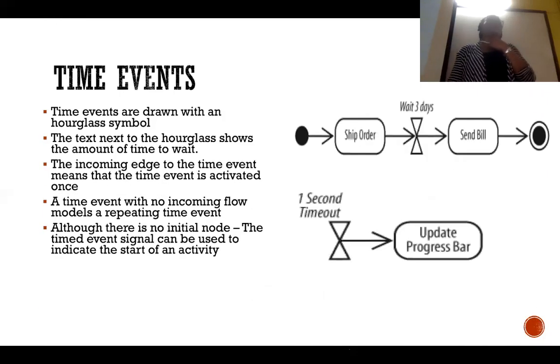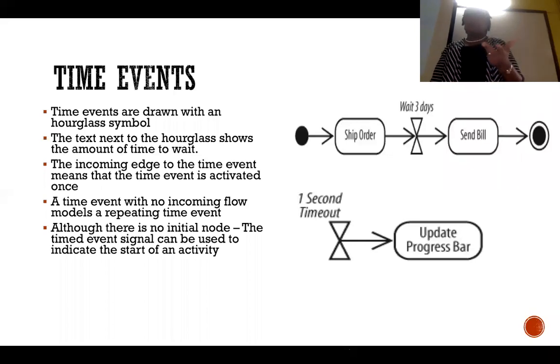Time events. Now, events are things that happen outside of your system, but your system needs to respond to. How do you show that in your activity diagram? The first type of event we're going to talk about is a timed event. A time event is drawn with an hourglass symbol. Remember, we use the hourglass symbol as well in the use case diagram? Right, so we can also use it in our activity diagram.